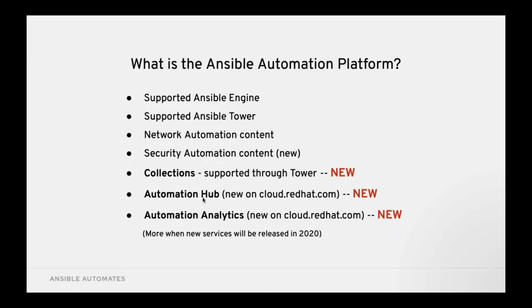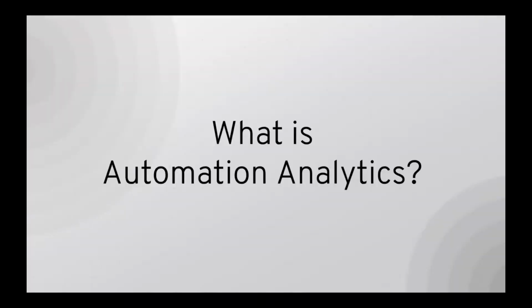The new services that were brought to the table in the Ansible Automation platform are our certified content collections, Automation Hub, and Automation Analytics. Those three components were launched last week. And as you can see on this slide, we're not stopping there. We're going to be rolling out more of these SaaS services in 2020. So hopefully some of those will be available for the Red Hat Summit in late April of 2020.